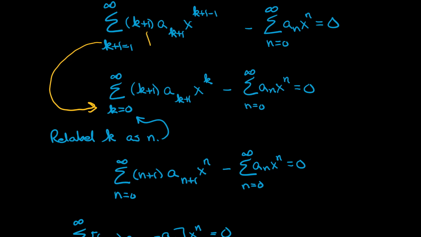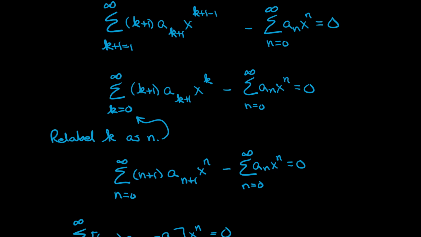My k plus 1 in the coefficient is going to stay k plus 1. My k plus 1 as the subscript count on my series coefficient is going to stay k plus 1. But look what also happens to my exponent. I have k plus 1 minus 1. The plus 1 minus 1 subtracts off, which leaves me with this leading power series with k equals 0 to infinity. I have k plus 1 times a sub k plus 1 times x to the k.